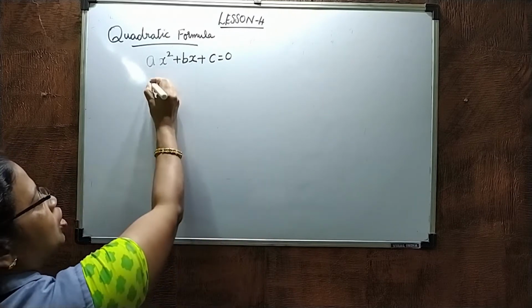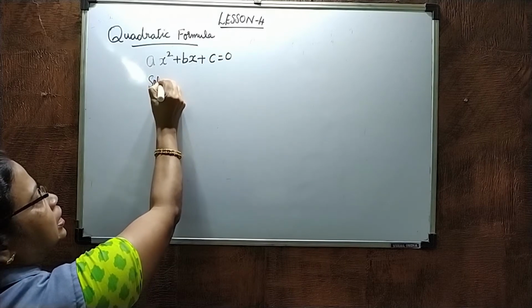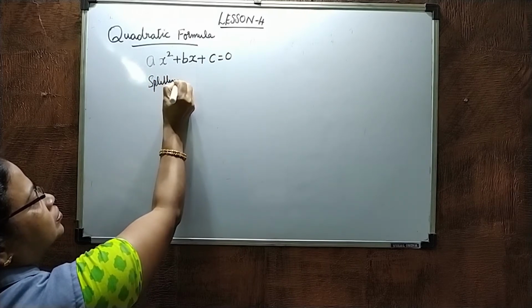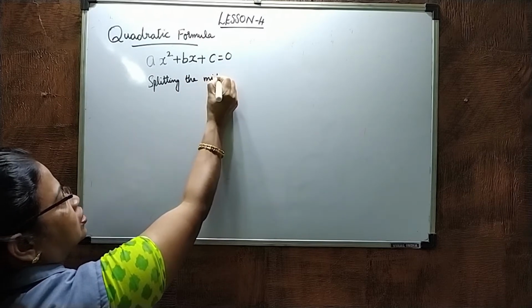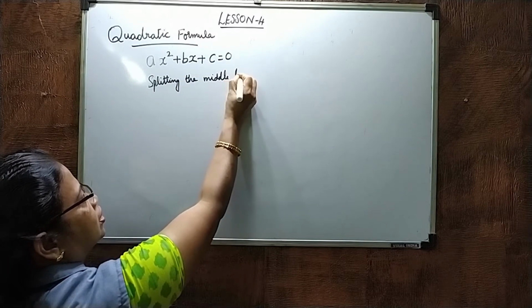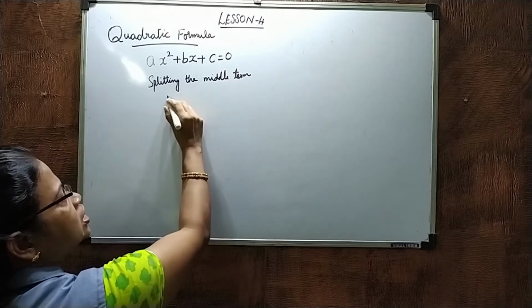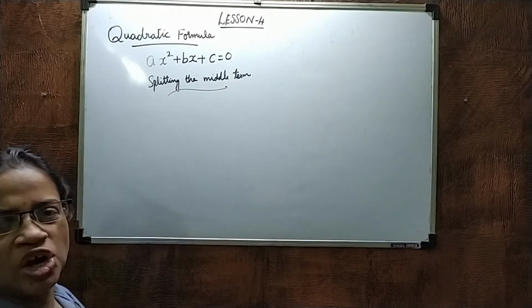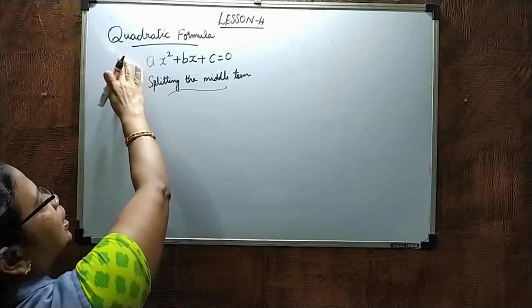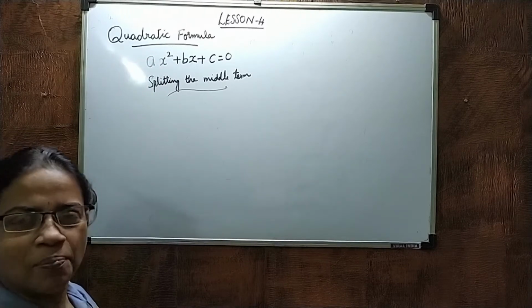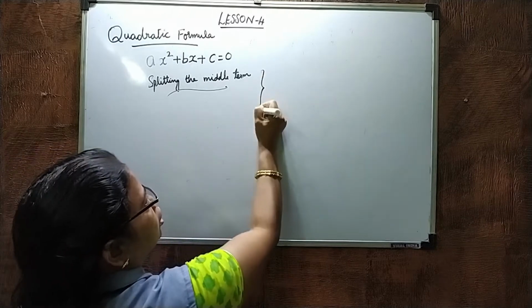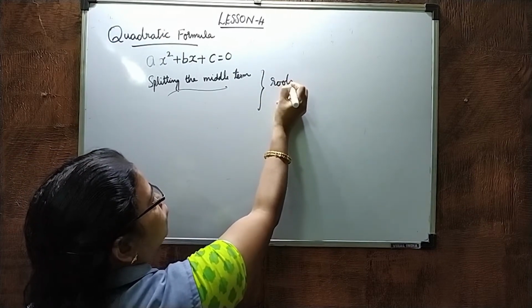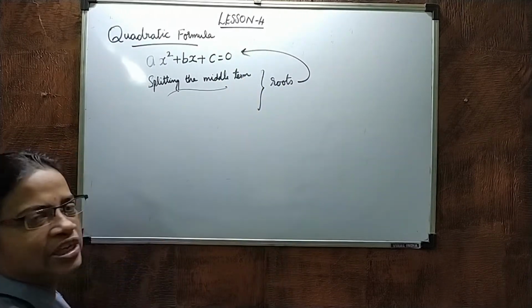Earlier we have studied splitting the middle term, which means factorization. Right. Now, instead of splitting the middle term, we are going to use the quadratic formula. By applying the quadratic formula, we can find out the roots of this quadratic equation.